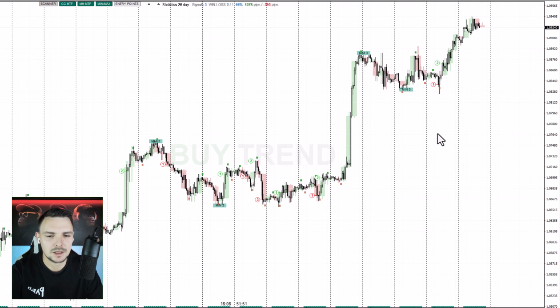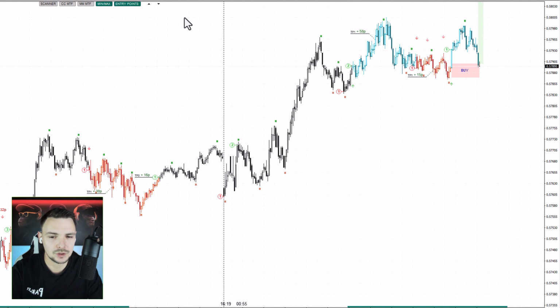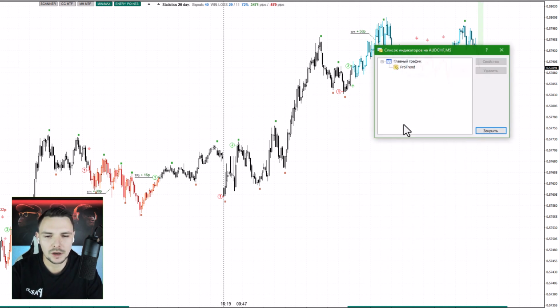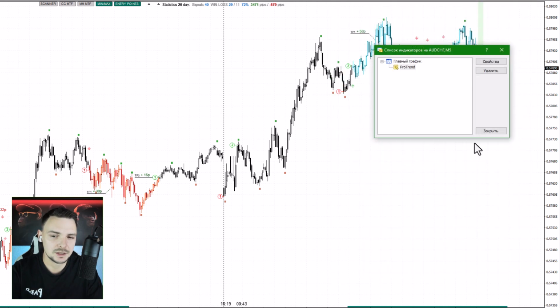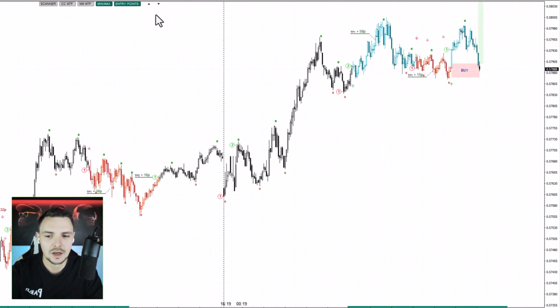And the last main function will be a scanner for 3 or 5 timeframes. It will be released soon. Recently we have added another, I think very useful feature, a mini statistics panel for all entry points. In the settings, you can choose the number of days for which statistics are shown. You can also hide the panel so that it doesn't bother you when trading.